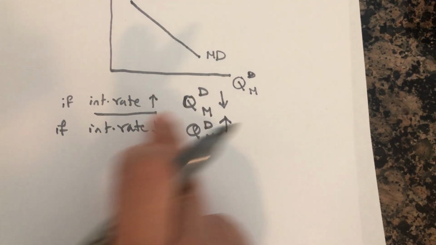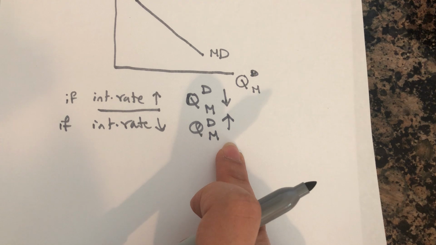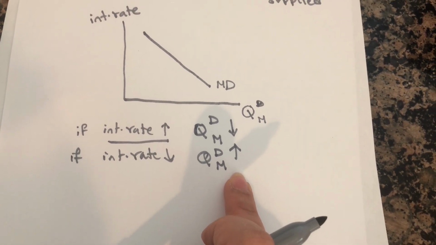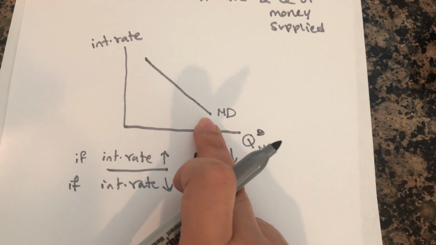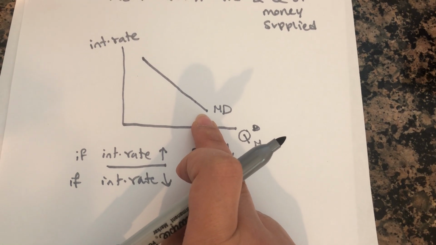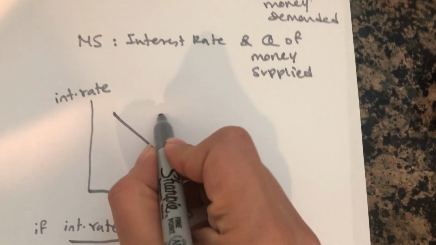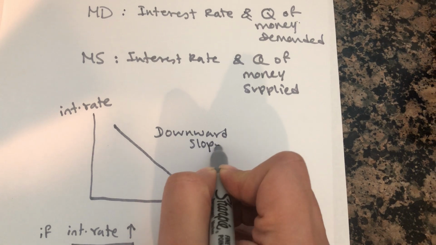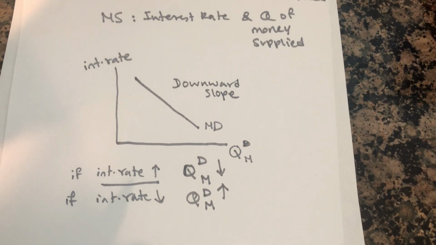So because of this inverse relationship between the interest rate and the quantity demanded for money, we have this shape for our money demand. It's a downward slope. Okay, just like chapter 3.